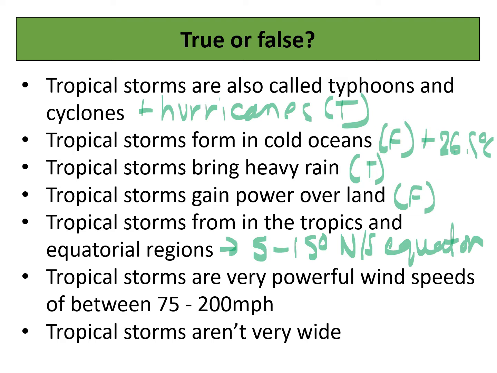Tropical storms bring very powerful wind speeds of between 75 and 200 miles per hour is true. A 75 mile per hour storm is classed as a category 1, and 155 mile per hour is classed as a category 5. Tropical storms aren't very wide. That's false. They can be up to 600 miles in width. So that's just a recap based on previous lessons.